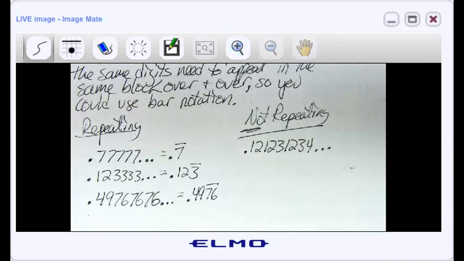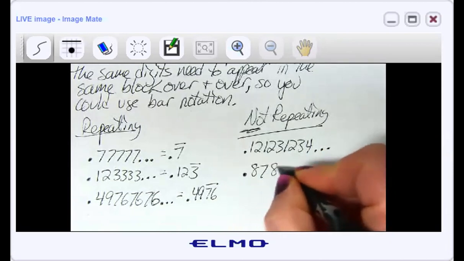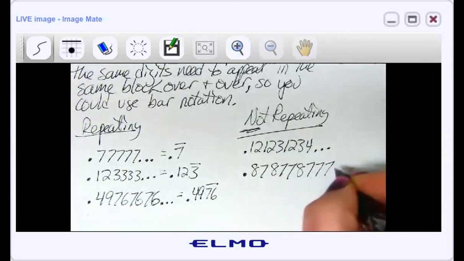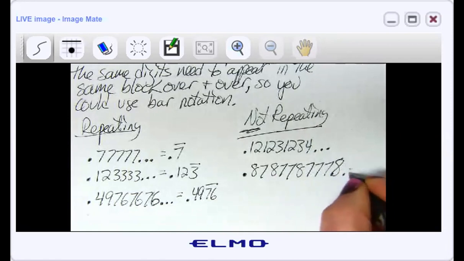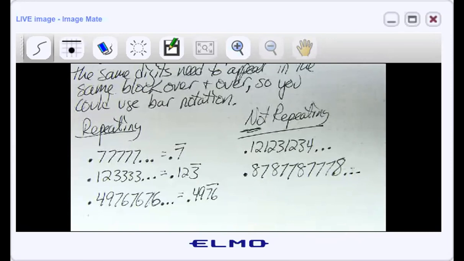Another way they'll try and trick you, and I know that this comes up on the homework, something like this. What if I did 8, 7, 8, 7, 7, 8, 7, 7, 7. Let's throw on one more 8. So even though these are the same numbers, it's not the same block of numbers, right? It's not 8, 7, 8, 7, 8, 7, 8, 7. So I can't rewrite this in bar notation. So this is technically a non-repeating decimal. Be careful, that one comes up a lot. Kids, you feel like you want this one to be repeating, but it really isn't. There's a pattern, sure, but it is not technically a repeating decimal. So just be careful with that.